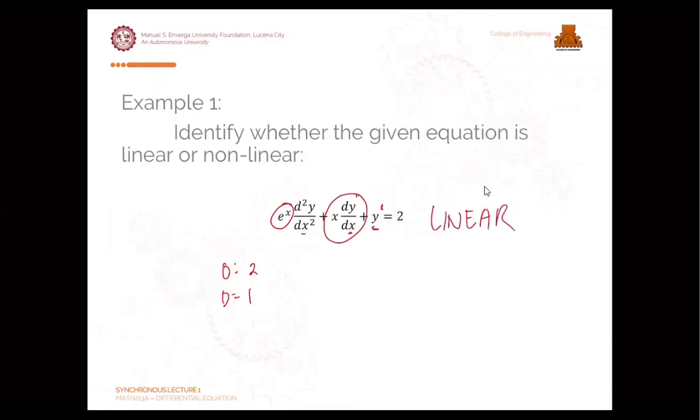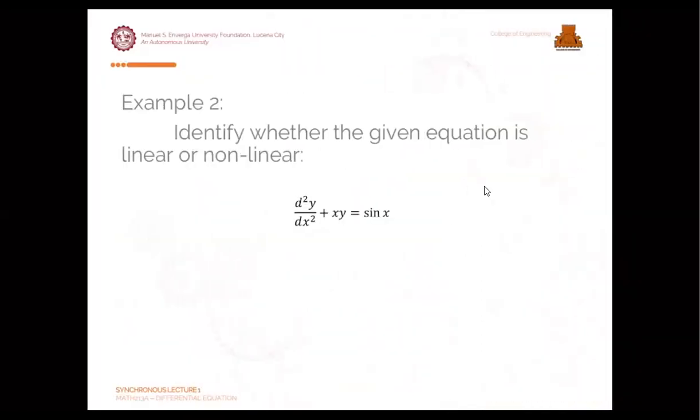Okay. Next. So, we have this one. Our order here, again, is 2. Our degree is 1. So, linear or non-linear? Okay. Here, our function is multiplied with the independent variable. Then what is inside the sine function is the independent variable. So, this equation is also an example of a linear differential equation.